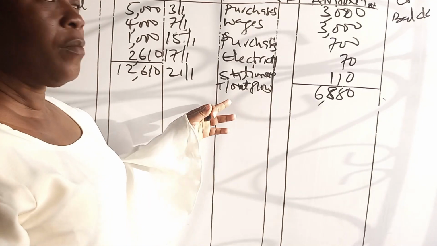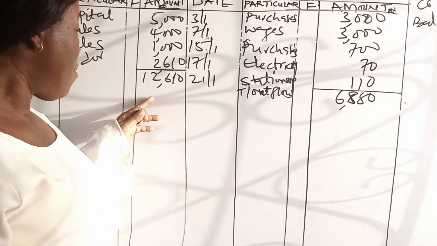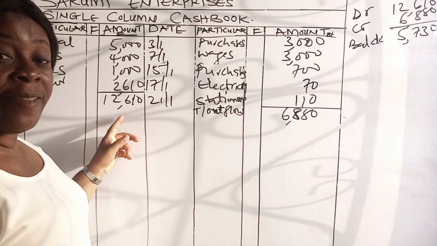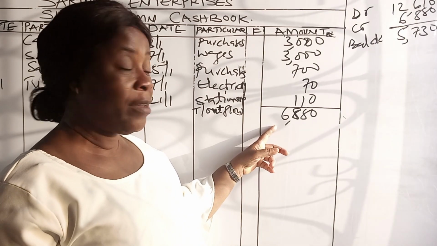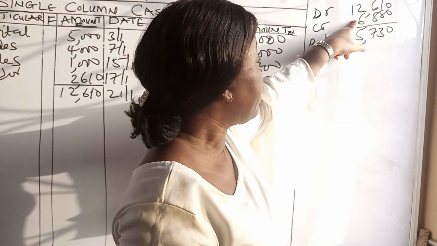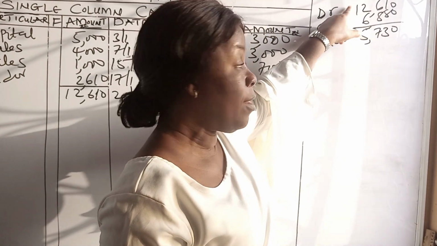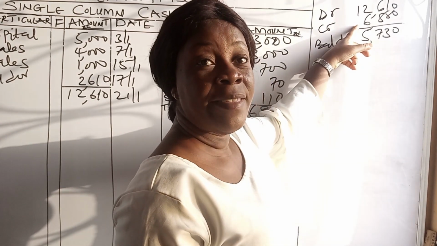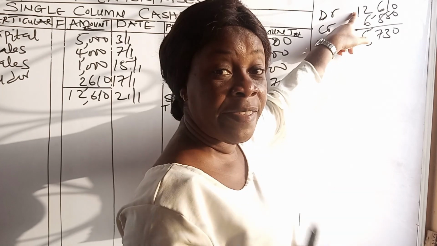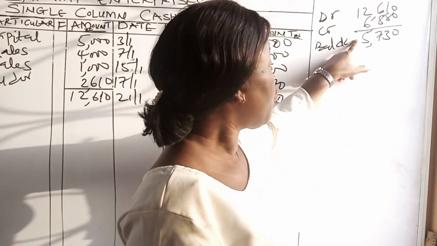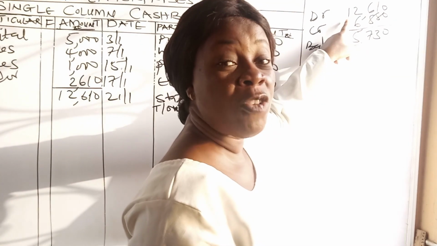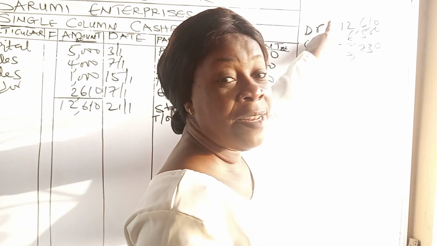Now you could have noticed that the total cash received summed up to 12,610, and the total cash paid summed up to 6,880 naira. So when we subtracted the 6,880 naira that was paid out from the 12,610 naira that was received, the remaining balance is 5,730 naira.